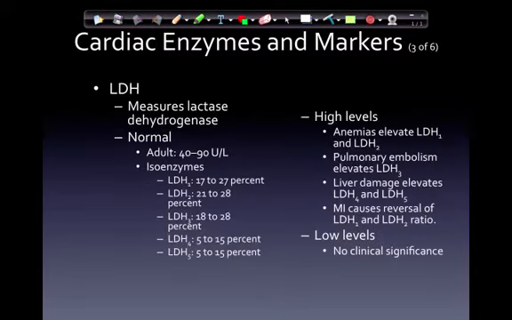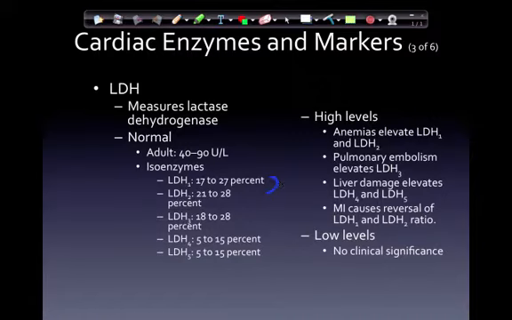CKMB. LDH measures lactate dehydrogenase. Again, this is an isoenzyme, and these two right here are the ones that we're going to look at for this isoenzyme and this cardiac marker. Normal in an adult is 40 to 90 units per liter.